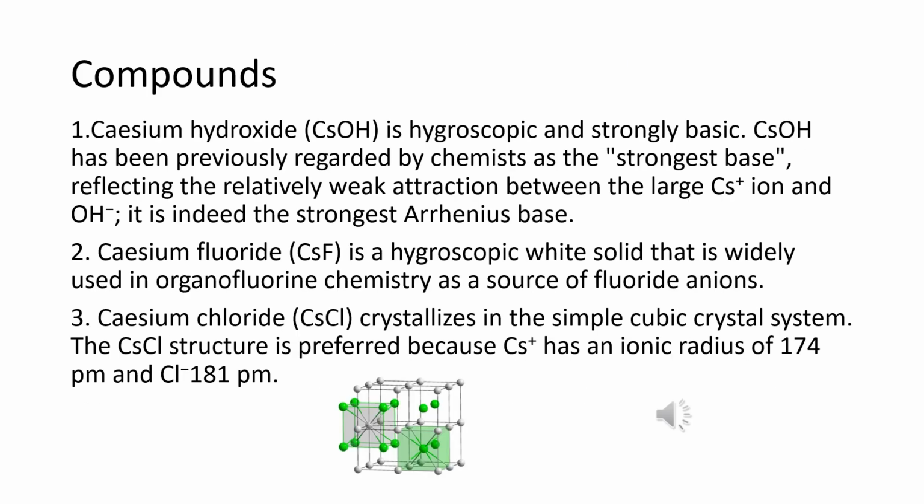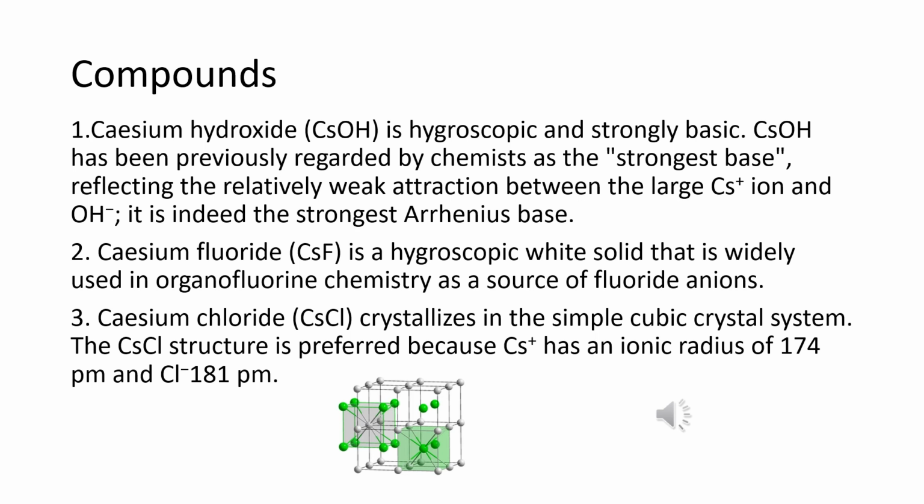Now, I want to introduce some common kinds of compounds formed with cesium and other elements. To begin with, cesium hydroxide is strongly basic. In fact, it has been previously regarded by chemists as the strongest Arrhenius base, reflecting the relatively weak attraction between the large Cs+ ion and OH.